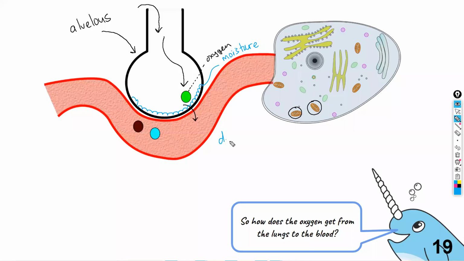You just call that diffusion. It will diffuse across the barrier into the blood. And remember last week we did diffusion, right? Notice how big the alveoli is. The shape of the alveoli is this. The shape of the alveoli is not this. You know why? A circular shape has more space than a V shape.